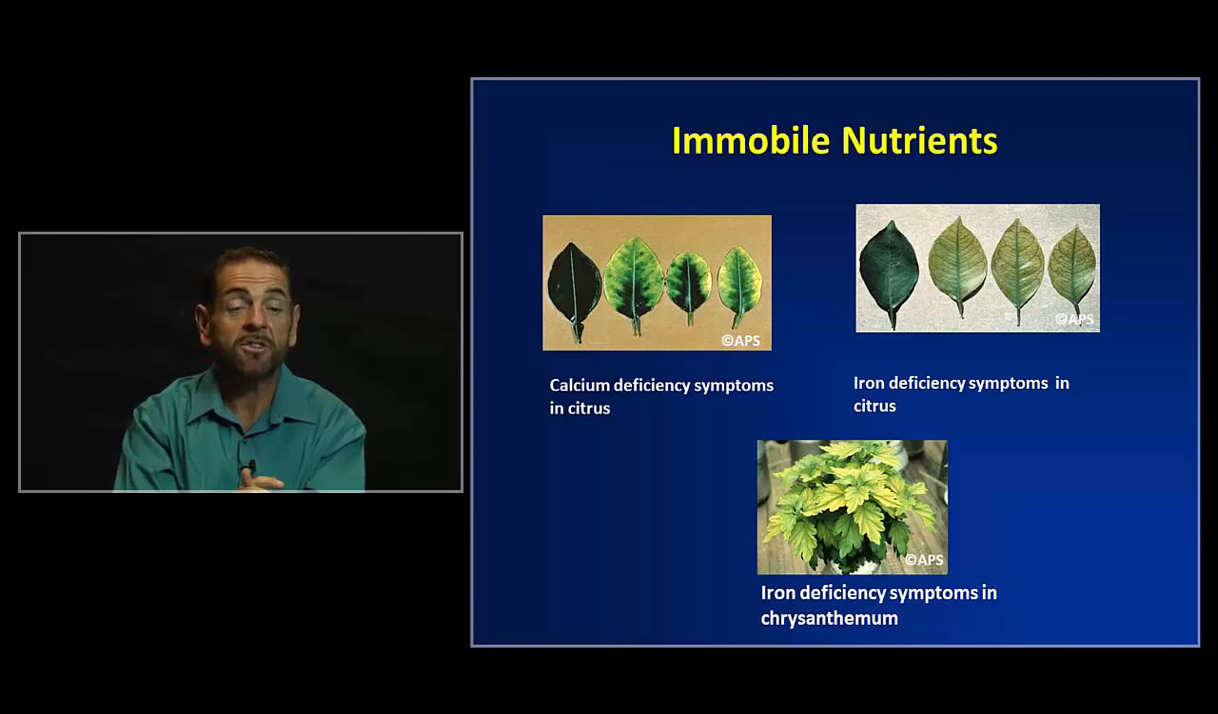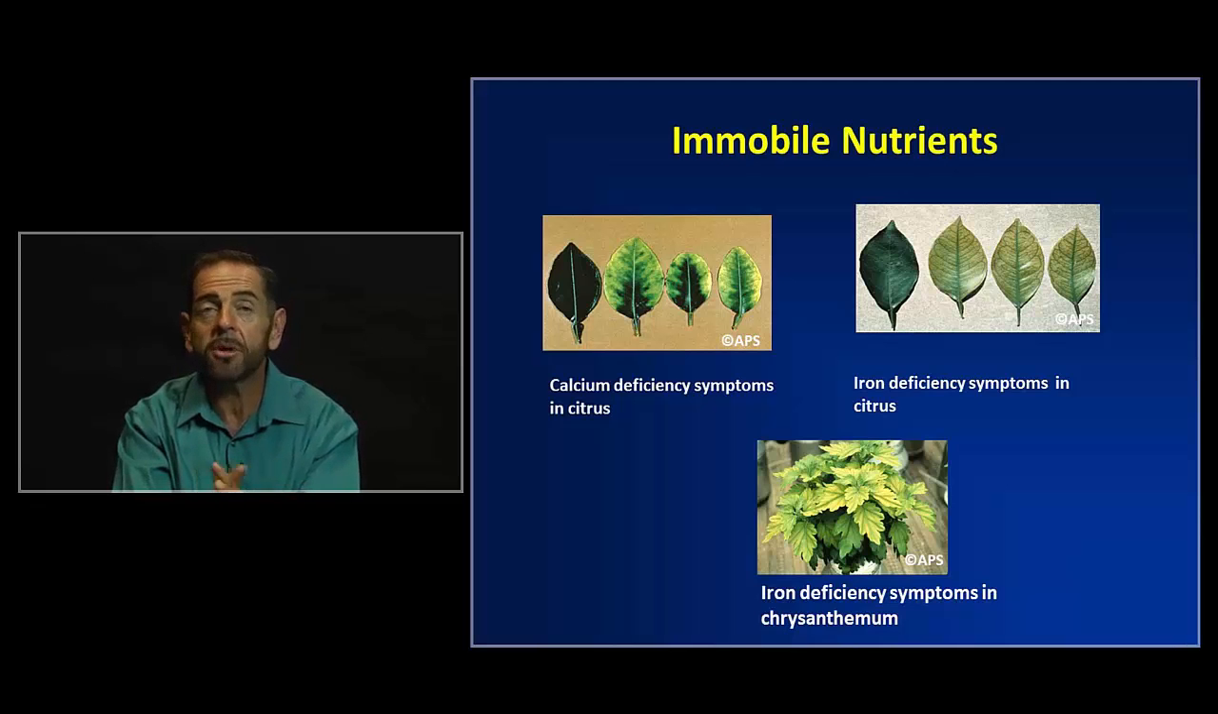But iron deficiency symptoms will show up on the new growth. And again, it's a very fishnet appearance. The veins will be green, but the intervenal areas will be yellow. And so you'll see that. And if this gets worse, the tip will die. You'll get necrosis of the new leaves, and they'll be deformed.